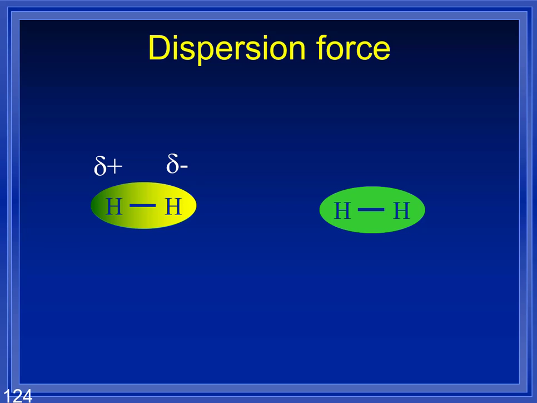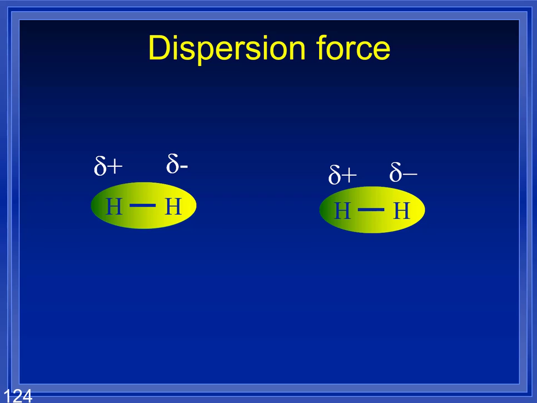When that happens, this molecule is going to affect the electrons in that molecule. So the negative charge on that end is going to push the electrons away from this end. And those electrons will be pushed away. And when they're pushed away, I now have a negative next to a positive. So those two molecules would stick to each other. That's dispersion forces.